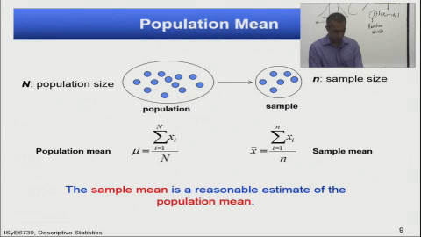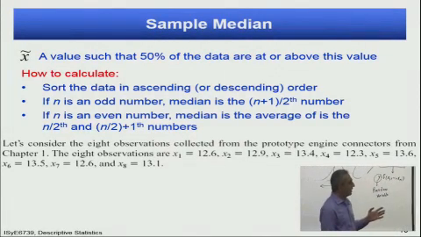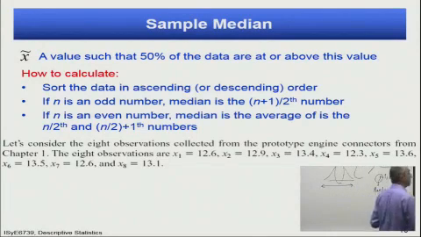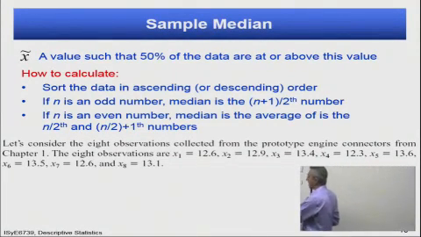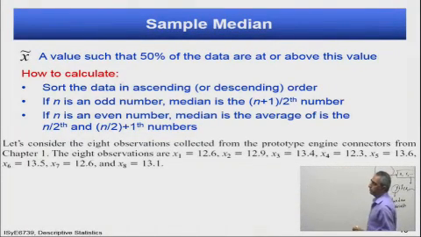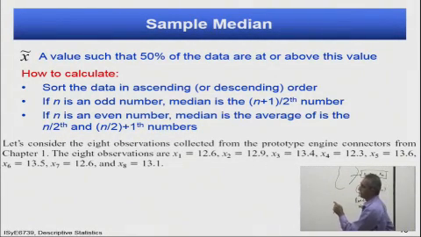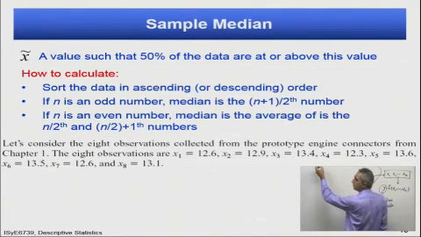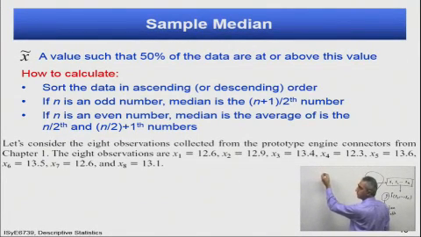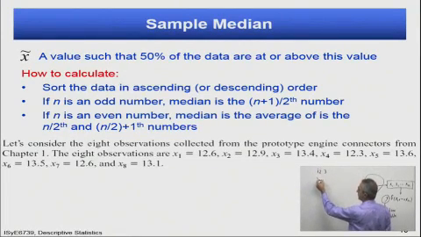Very good. Sample median, as I said, is a value such that 50% of data are above, or you can say below, that point. So how to calculate that? There's a simple procedure. Let me give you one example. So we have these numbers. First of all, we need to sort the data, either in ascending or descending order. So what is the minimum? You may help me. 12.3. Yes. So 12.3. Then we have 12.6.